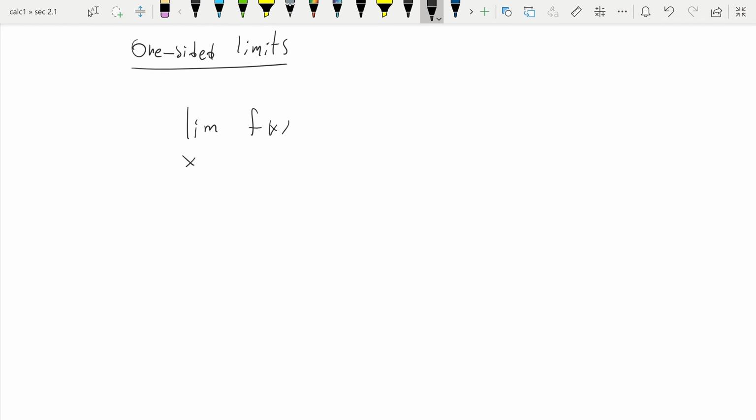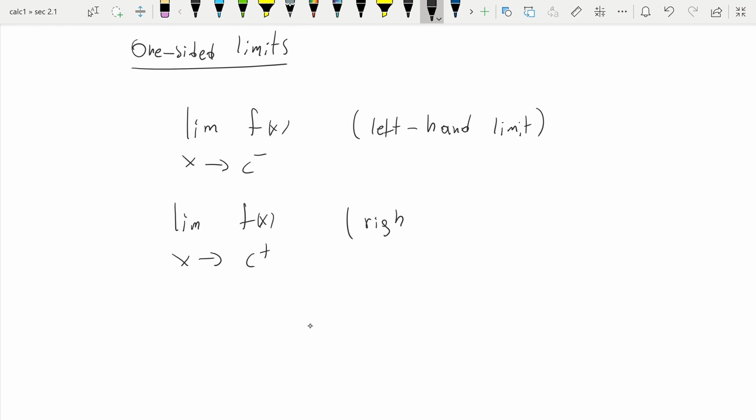The notation is like this: lim of f of x as x approaches c minus denotes the left hand limit, and the lim of f of x as x approaches c plus denotes the right hand limit.